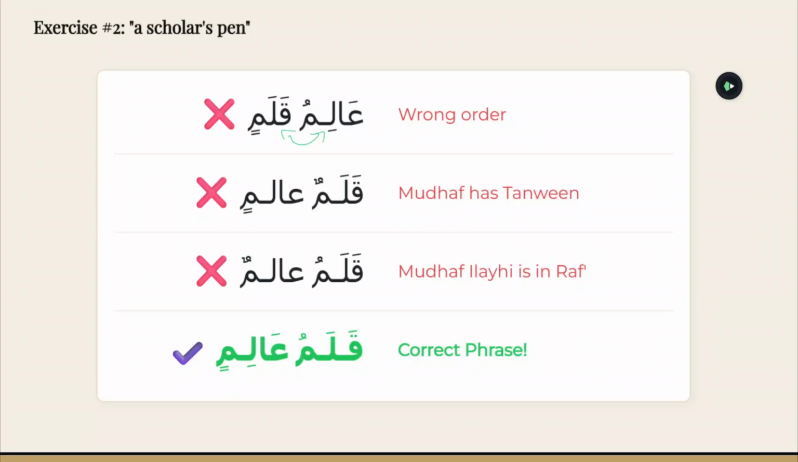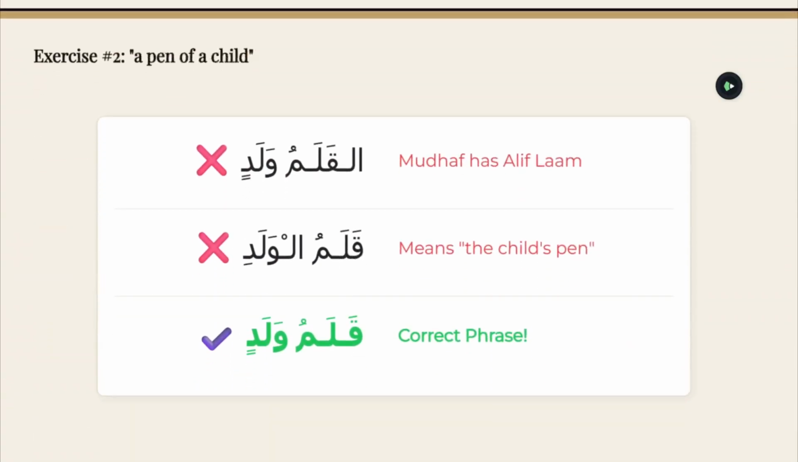Qalam. Then if you say qalamun alimin, rule number 2 is broken because rule number 2 is the mudaf cannot have alif lam or tanween. And that word has a tanween. But if you say qalamu alimun, you drop the alif lam from the mudaf and you drop the tanween. Perfect, right? But you said alimun. That's a mistake. Why is that a mistake? Because we told you that the mudaf ilayh, rule number 3, is in the position of jar, and jar is reflected by kasra. Therefore, the correct phrase is qalamu alimin, not alimun.